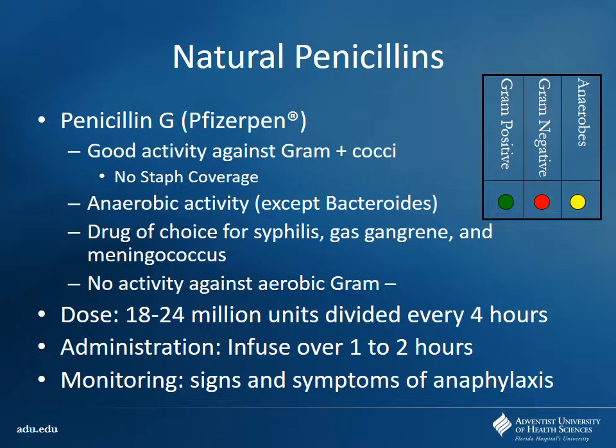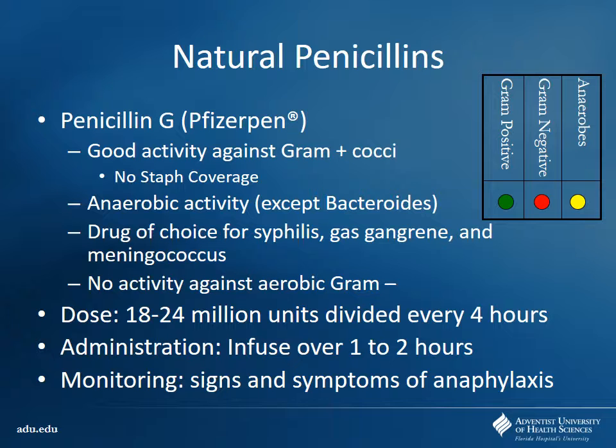So penicillin G, again, was our first one. It has pretty good activity against the gram-positive cocci, but no staph coverage. You're not going to see staph coverage with our penicillins for a few generations here. It does have some okay anaerobic coverage, except it does not cover Bacteroides, which is going to be kind of a big hole for its anaerobic coverage. So you won't see this one used by itself for, say, intra-abdominal infection, right? Because it's not going to cover all the anaerobes you'd really need it to. But it does become the drug of choice for things like syphilis, gas gangrene. In some cases, it used to be used a lot for meningococcus, but now we have better antibiotics to use for that. So it's not necessarily going to be used for that all the time.